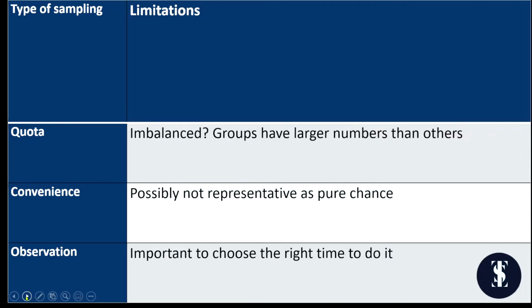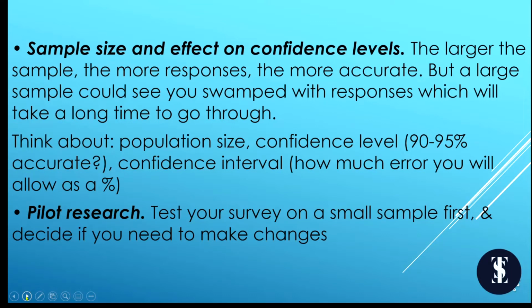However, quota sampling can be imbalanced because groups can have larger numbers than others. Convenient sampling is pure chance and may not be very representative. Observation, you must choose the right time to do this. Sample size and effect on confidence levels.